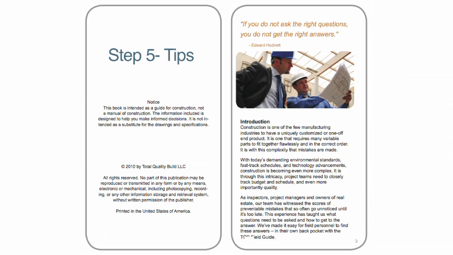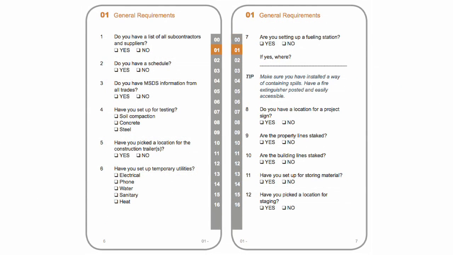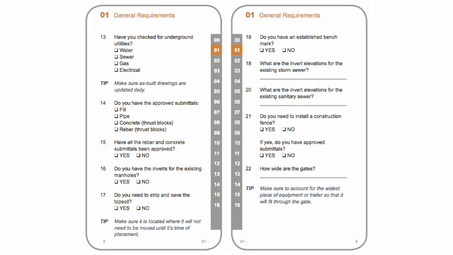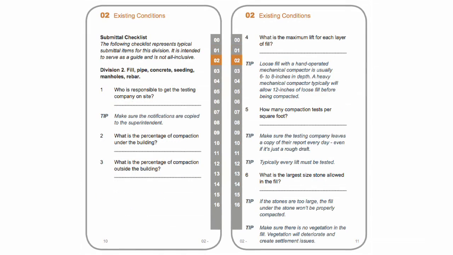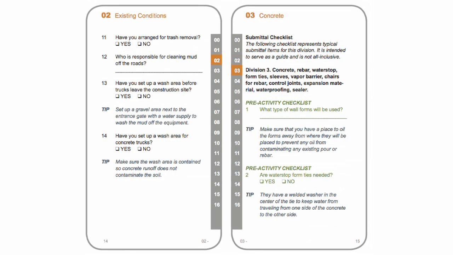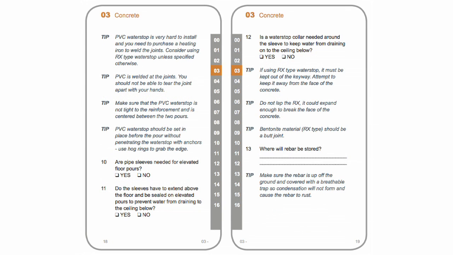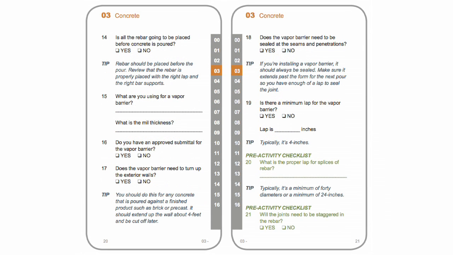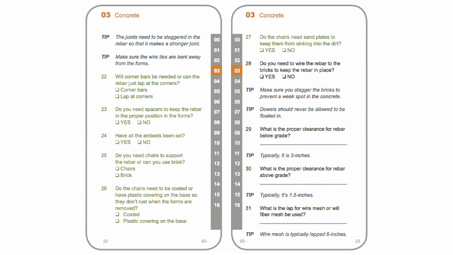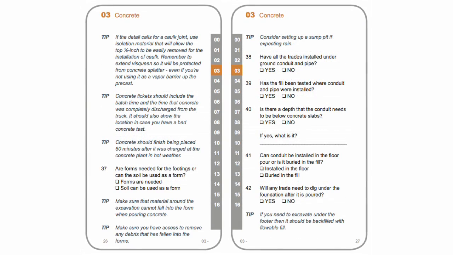Step 5, tips. The field guide also contains tips throughout the divisions that can be used as a guide for the typical way in which work should be carried out. In the event that these tips contrast with the specification, the designer's directions must always be followed. The field superintendent should carry their field guide in their pocket whenever they are walking the site so that these tips can easily and quickly be referenced.